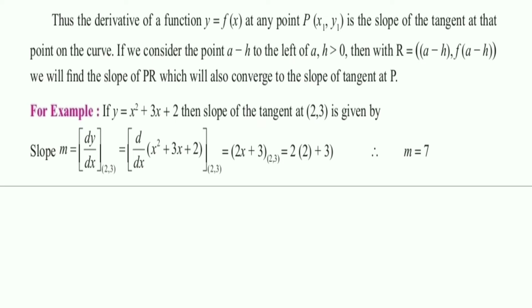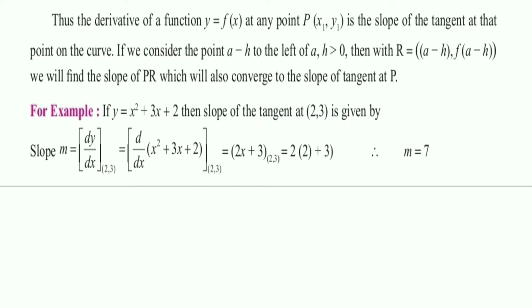Thus the derivative of a function y equal to f of x at any point P(x1, y1) is the slope of the tangent at that point on the curve. If we consider the point a minus h to the left of a, h greater than 0, then with R equal to (a minus h, f of a minus h), we will find the slope of PR, which will also converge to the slope of the tangent at P.